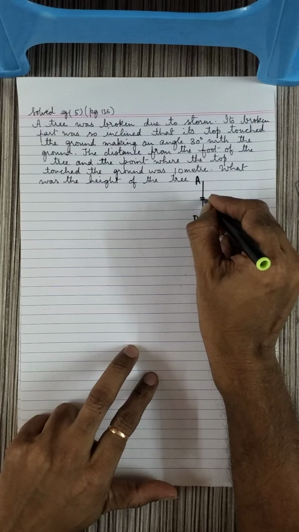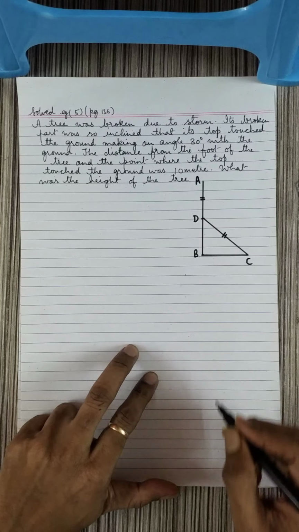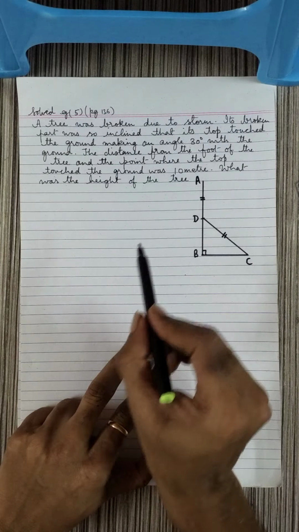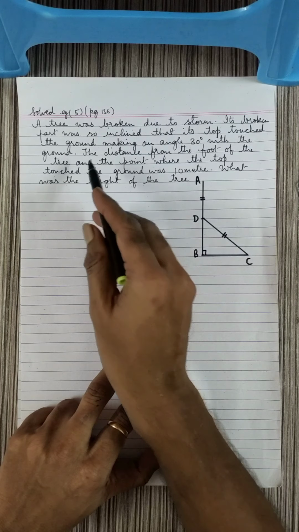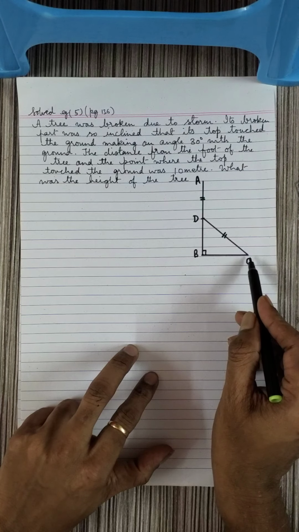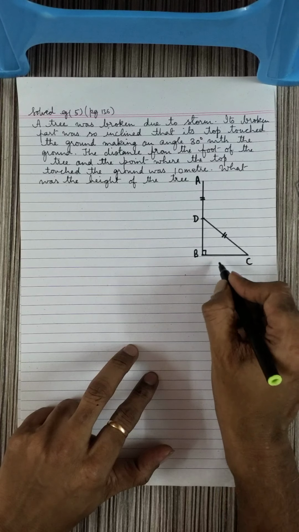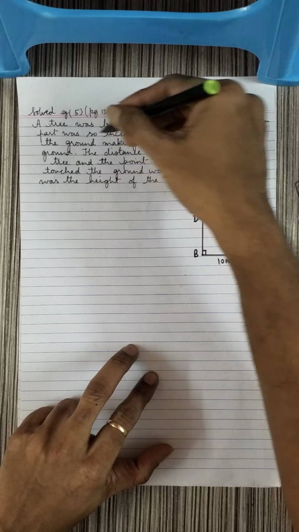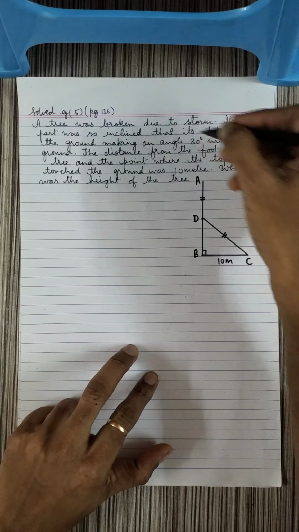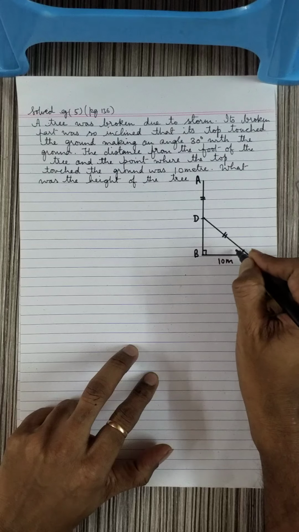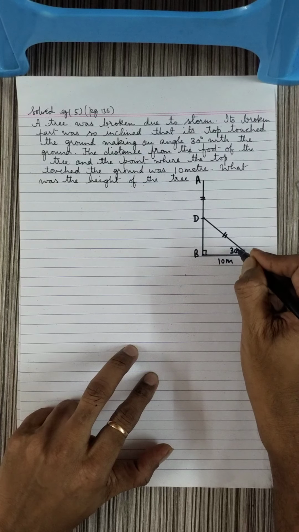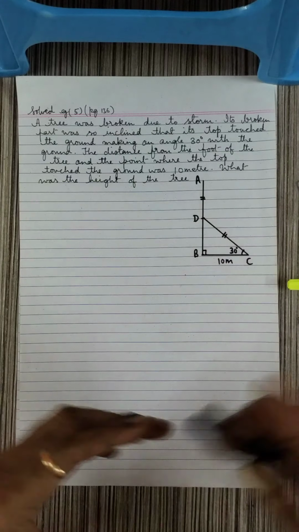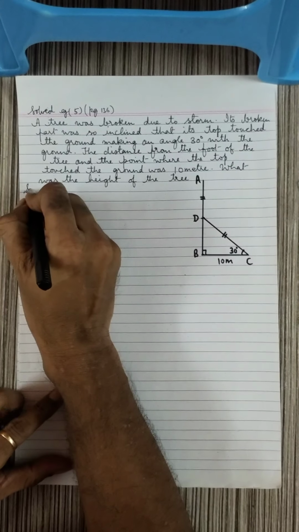So AD and DC are equal, and the angle at B is 90 degrees, and they are saying the distance from the foot of the tree and the point where the top touches the ground is 10 meters, and the broken part was so inclined that its top touched the ground, making an angle of 30 degrees. So this is the diagram. The diagram has been drawn, so now explaining the diagram. Solution.